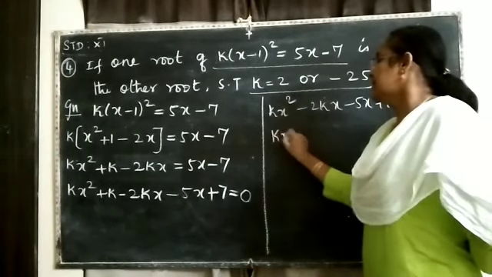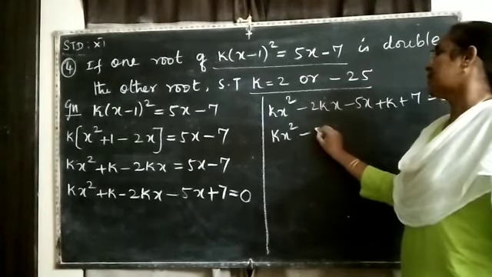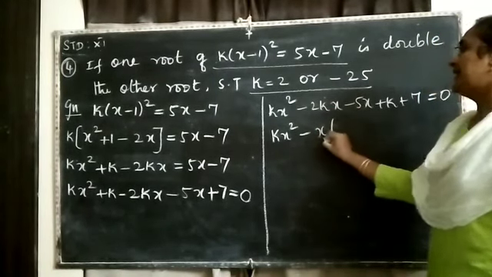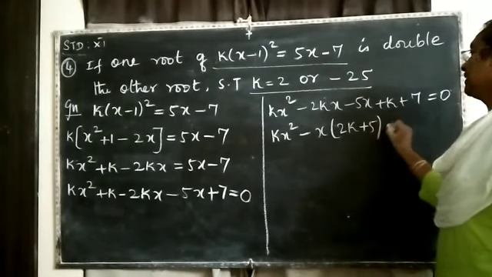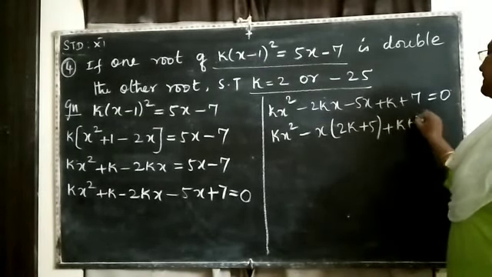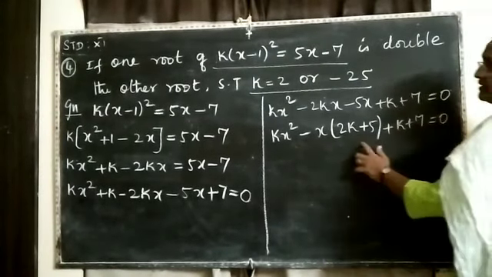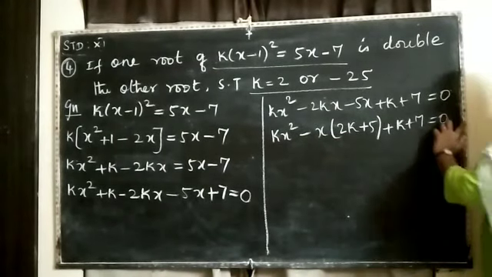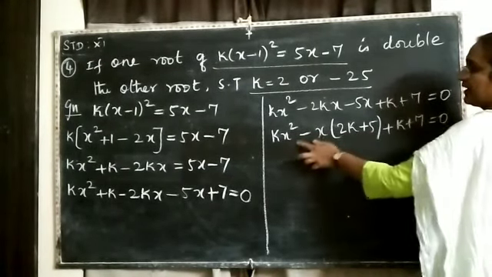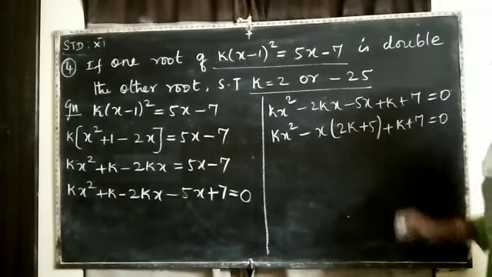Okay. Now look into this. kx squared minus, shall we take x common? Of course, minus x. Now this becomes (2k plus 5) plus k plus 7 equal to 0. Yes or no? Now look into this: x squared term, x term and the constant term. Now this is of the format ax squared plus bx plus c is equal to 0. Now the values are ready.